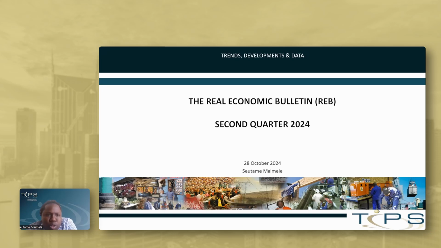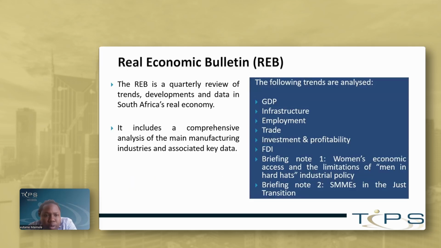So for those who are not familiar with it, the Real Economic Bulletin is a quarterly review of trends, developments, and data in the South African economy that TIPS does on a quarterly basis. And it includes a comprehensive analysis of main manufacturing industry and key associated data. In this presentation, some of those trends that are analyzed include GDP, infrastructure, employment, trade, investment, and profitability, FDI, as well as two briefing notes.